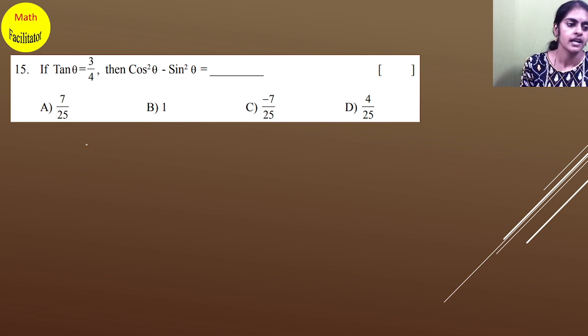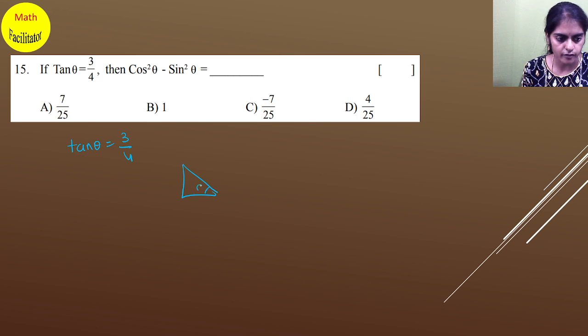Again I am telling. Now it is the 15th question. Tan theta is 3 by 4, and you have to find cos square theta minus sin square theta. Many of you know that if tan theta is 3 by 4, this is theta, so the opposite side is 3 and the adjacent side is 4. Using Pythagoras theorem, you will get the hypotenuse as 5. So cos theta is 4 by 5 and sin theta is 3 by 5.